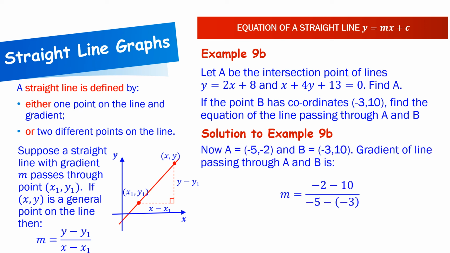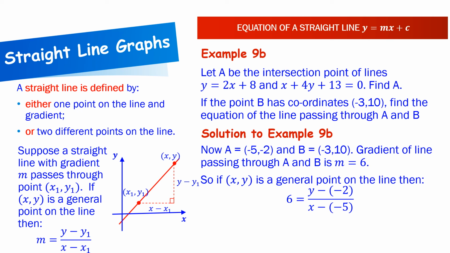Now from part A, we know that A equals (-5, -2). And from the question specification, we have that B equals (-3, 10). The gradient of the line passing through A and B is m equals -2 minus 10 over -5 minus -3, which equals -12 over -2, which is of course 6. And therefore m equals 6.